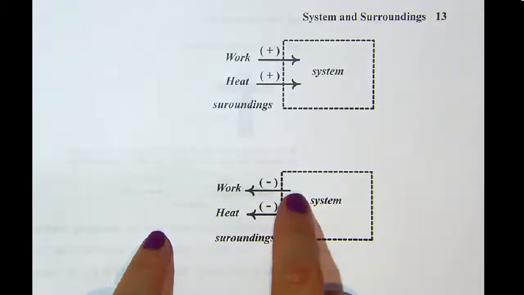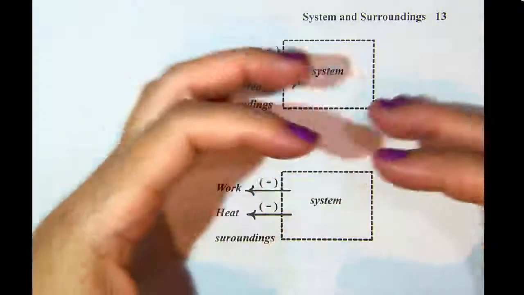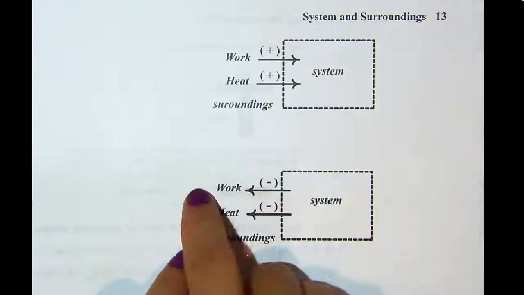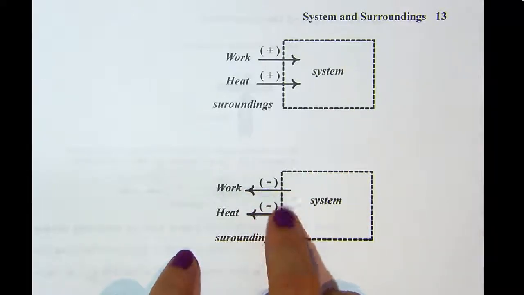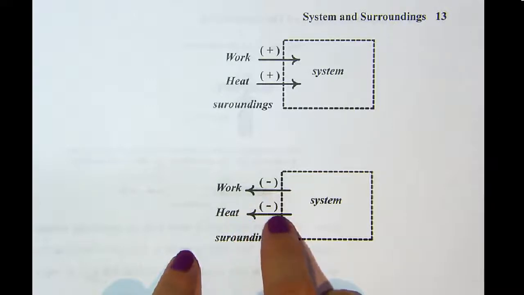And then when you have work being done on the surroundings by the system, such as if the system were expanding, it would be doing work on the surroundings. That's going to be negative work. And then if you have heat leave the system to the surroundings, that's going to be negative heat.